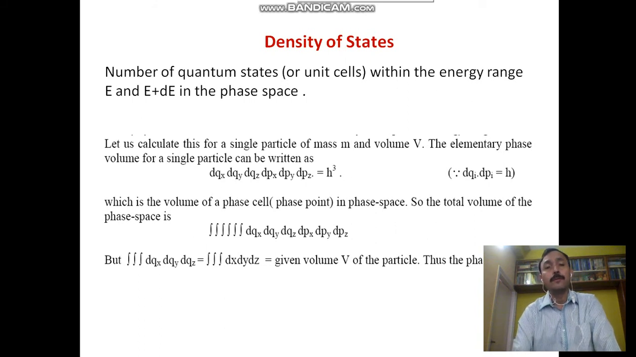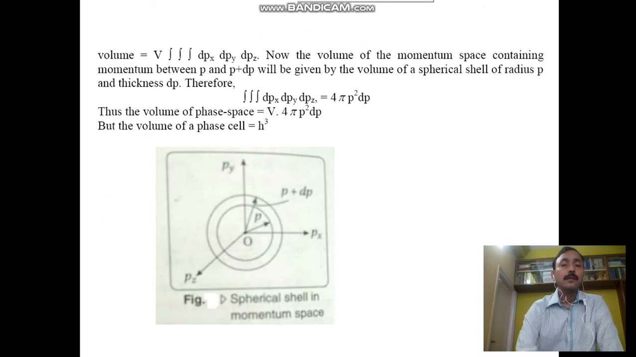So the total volume of the phase space is given by a volume integral. For the position we take 3 integrals, and for the momentum we take 3 integrals. The volume integral of dqx, dqy, dqz is the volume integral dx, dy, dz, which we can write as capital V of the particle. So the total volume of the particle V is equal to the volume integral dx, dy, dz. Thus the volume becomes V, times the volume integral dpx, dpy, dpz.